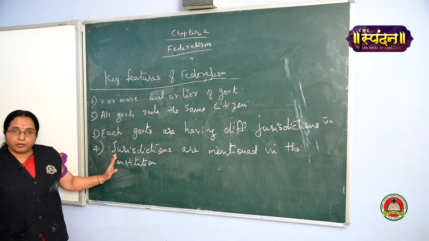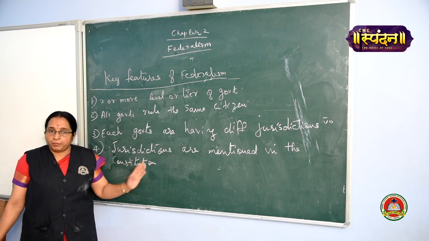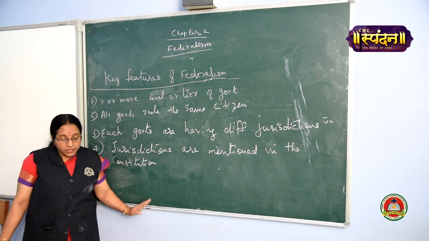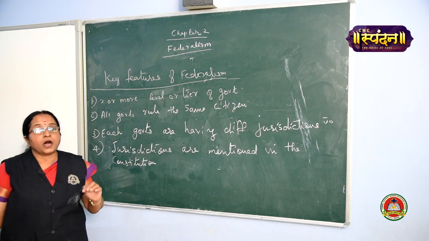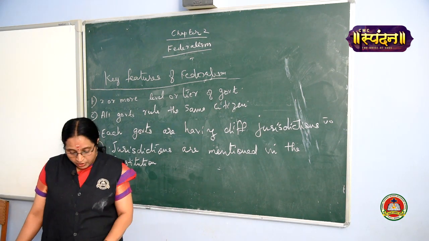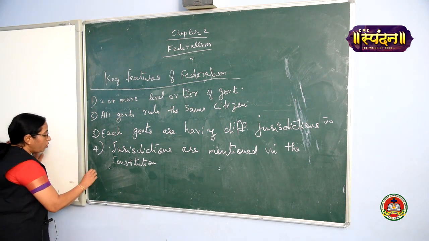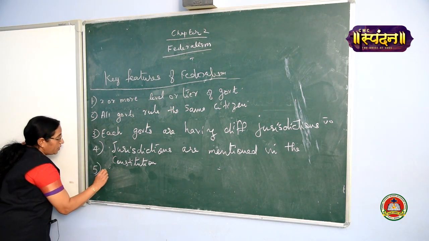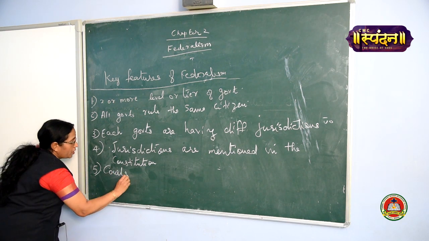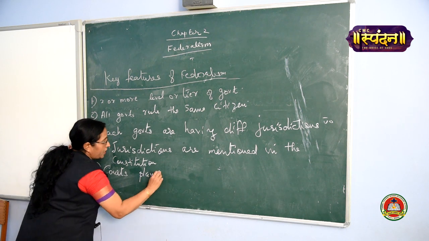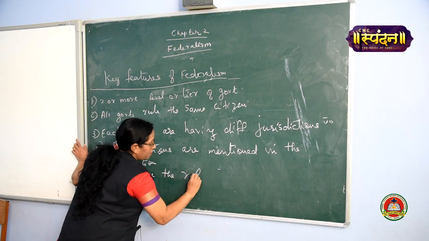See, each government has separate powers and separate jurisdictions, and these jurisdictions are mentioned in the Constitution. Here, the courts play the role of an umpire. All the courts play the role of an umpire.